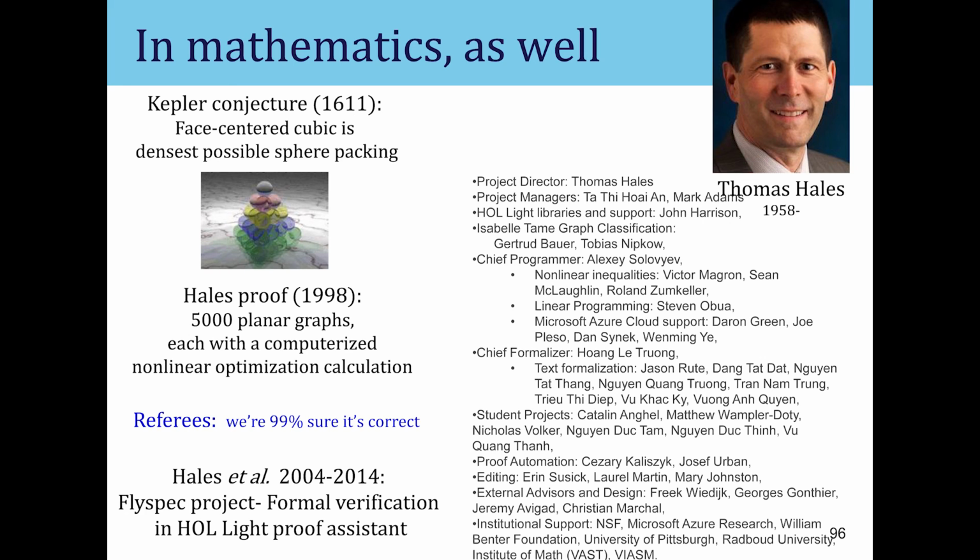So Hales decided, let's prove it correct end-to-end in a proof assistant, essentially just as Gonthier had been doing for the four-color theorem. So he did this. It took 10 years, and this is the team, right? Sometimes machine-checked proof is a big engineering enterprise.